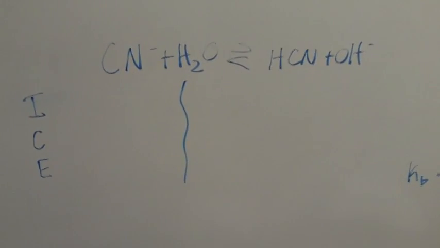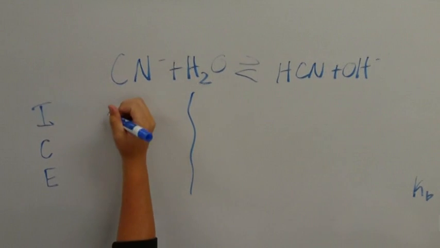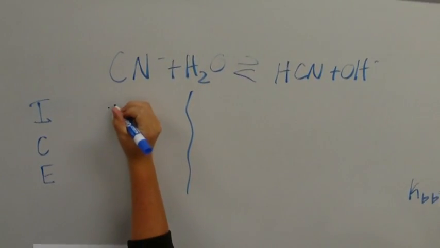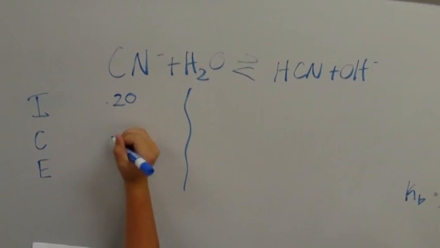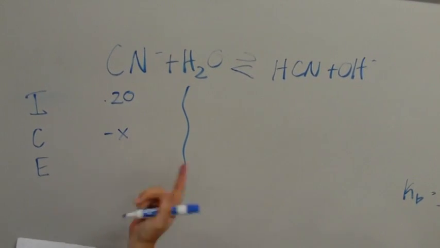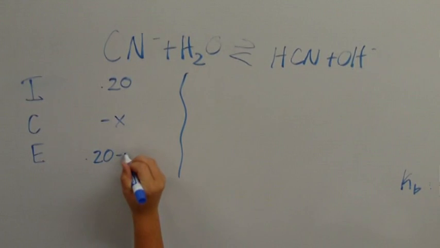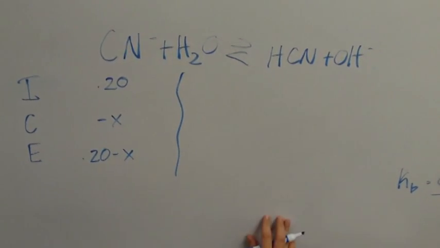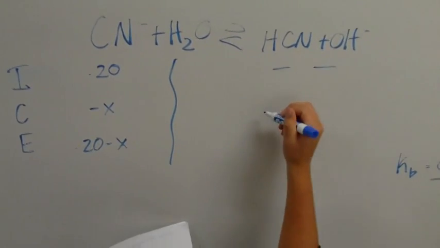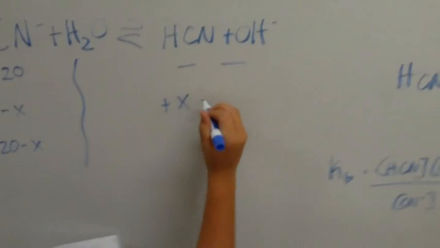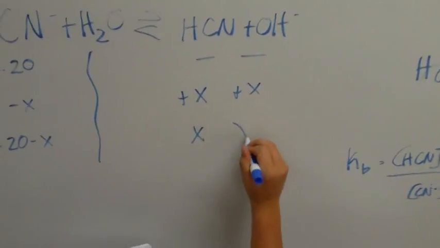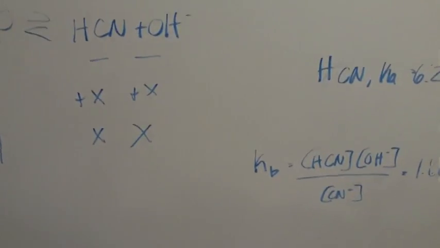All right, let's just plug in some numbers that we know. Initial concentration of CN is going to be 0.2. We've got negative x, we're losing concentration, and then it's just going to be 0.20 minus x. Over here on the product side, well, zero, and we're getting concentration, plus x, x, and x.